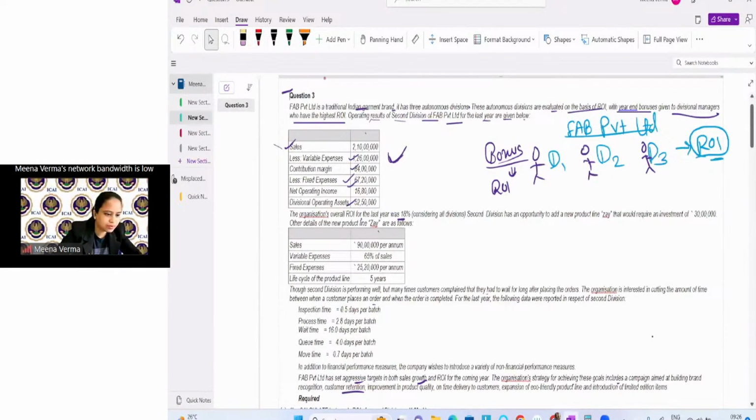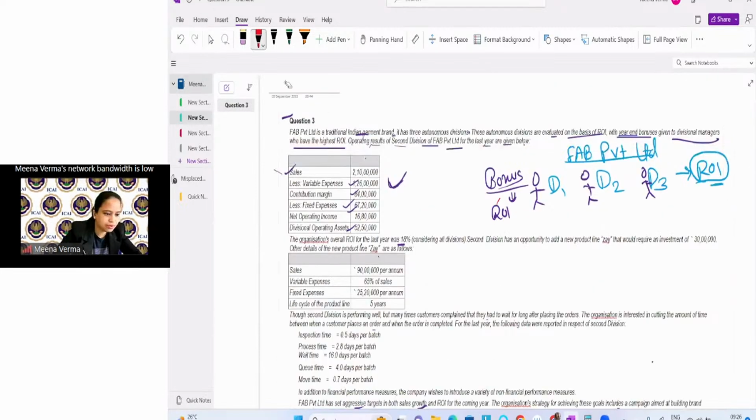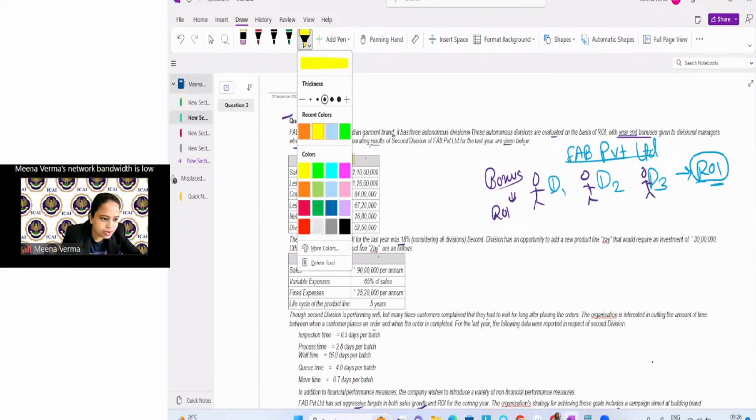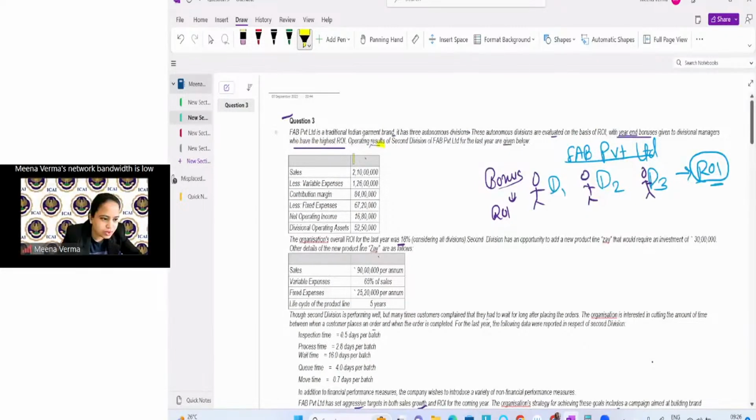We have this information here. It is all second division information, no? See, it is given here. Give me 1 minute, I'll show you. It gives the operating result of the second division of this company for last year. Sales is given, variable cost is given, contribution is given, fixed expenses is given, operating income is given, and assets are given. And they're asking you to find the return on investment. Let's see how we can calculate it.